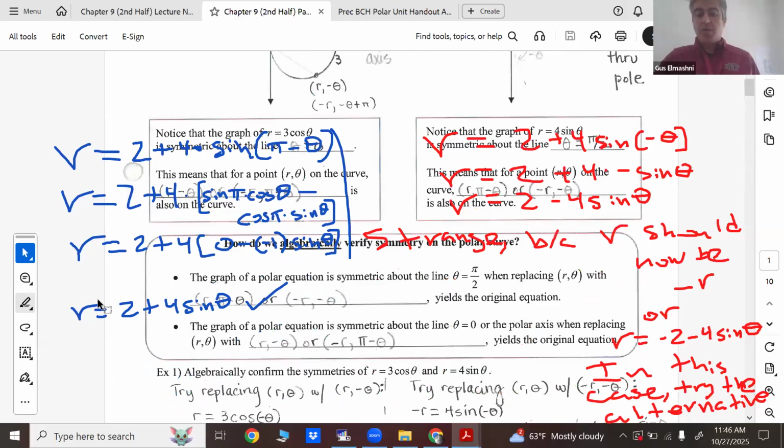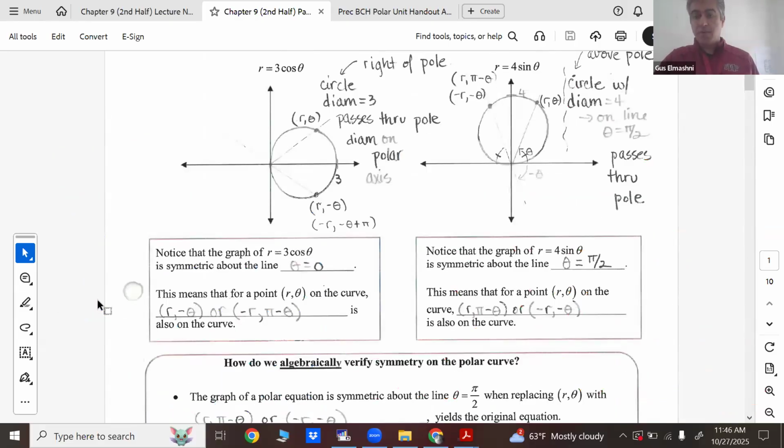For each, polar axis symmetry and theta equals pi over 2 symmetry. For theta equals pi over 2 symmetry, you do it this way, which is the easiest way to do it first, but if that doesn't work, then you do it this way. Now for theta equals 0, the polar axis symmetry, you replace theta with negative theta to get r. If that doesn't work, then you do this one, but then it becomes negative r.